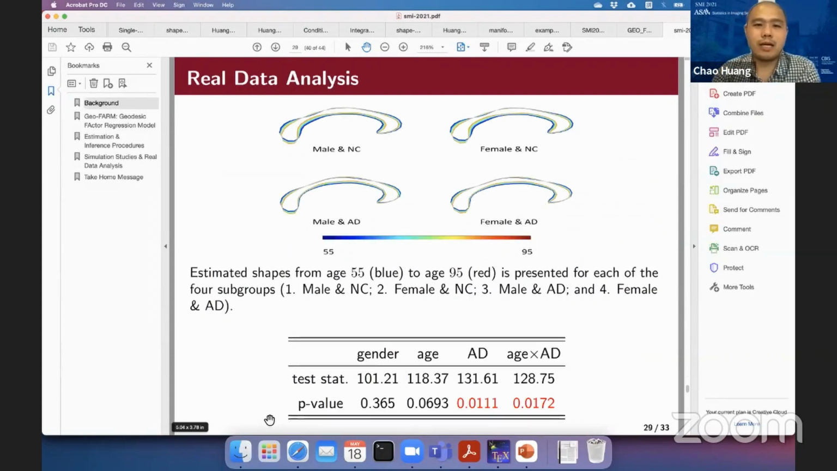For the real data analysis, we didn't do too much interpretation here. We just fit our model to this real data and also do the hypothesis testing. You can see that we include the gender, age, the diagnosis status, and the interaction term age times diagnosis. We found that both the diagnosis status and the interaction term have a strong relationship to these pre-shape responses.